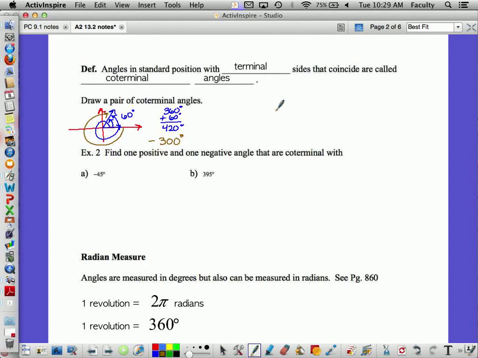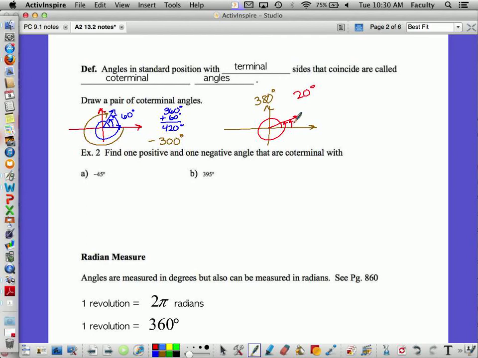Alright, anybody have one they want to share? Noah, what do you have? I don't know if it's right. Go ahead and give— 380 degrees. You did 380 degrees, so let me draw that one first. So 380 is 20 degrees more than one time around, okay? And then what was your second one? 20 degrees. That's it, okay. Do you see that? They have the same terminal side.